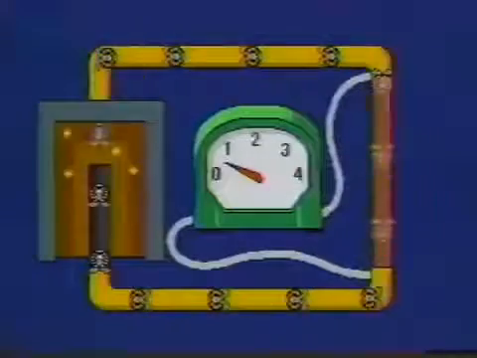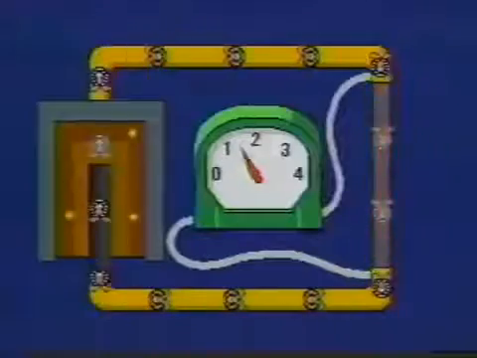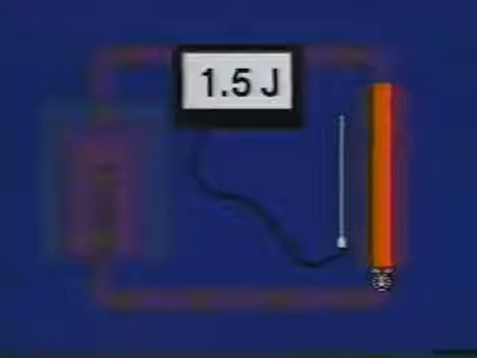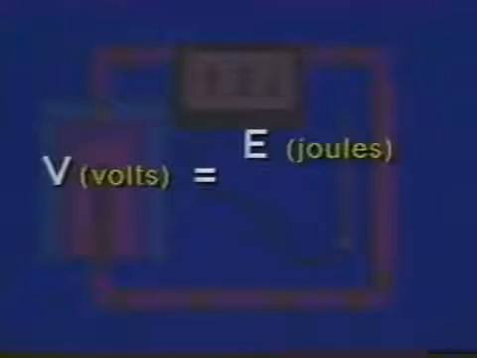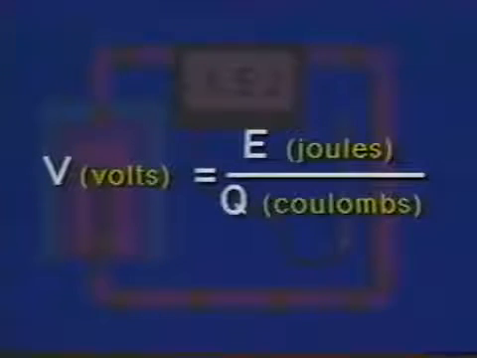We could, for example, measure the potential difference across the heating element and note that it's 1.5 volts. This means that as 1 coulomb of charge flows from one end of the element to the other, it gives up 1.5 joules of energy. The potential difference between the 2 points is simply the number of joules transformed as the charge flows from one point to another, divided by the number of coulombs of charge involved.